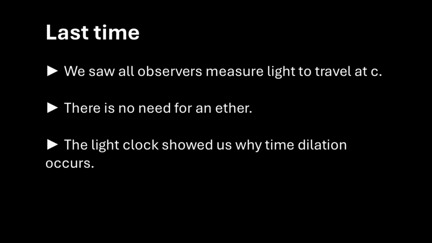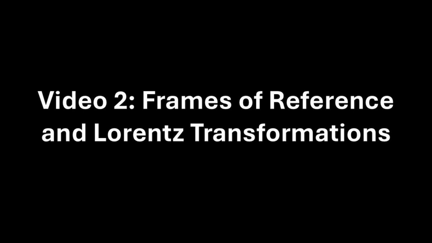We also saw with the idea of the light clock, this has a very startling consequence. If we accept that everyone sees light travelling at c, then we can show that they can't always agree on the time between two events. So this is what we call time dilation. It's one of the strange effects of special relativity. In this video, we're going to start to put things on a more formal footing. We're going to describe frames of reference and how we make transformations between those frames of reference.